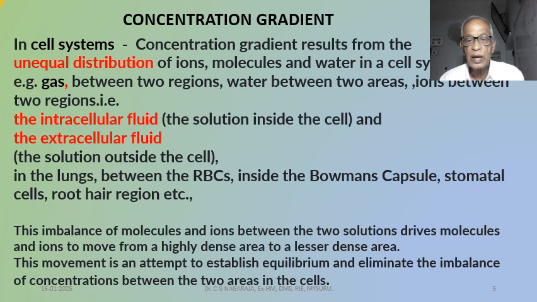The movement is an attempt to establish equilibrium and eliminate the imbalance of concentrations between the two areas in the cells. So you must try to understand that there will be an imbalance sometimes, and unequal distribution is always maintained in cells, but to make cells equal or to have equal distribution, there will be movement of molecules, and this is sometimes called homeostasis.